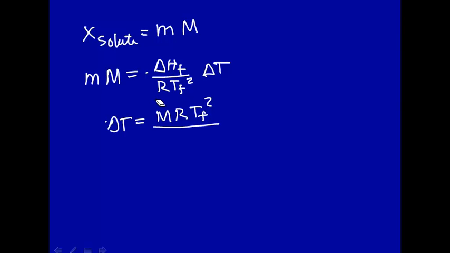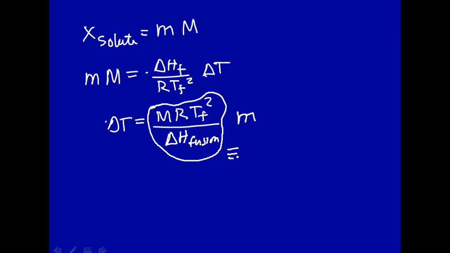We flip that down there, so this will be delta H of fusion times the molality. And if we define these terms here as Kf, we have the introductory chemistry expression: delta T, the freezing point depression, is equal to a constant Kf times the molality.